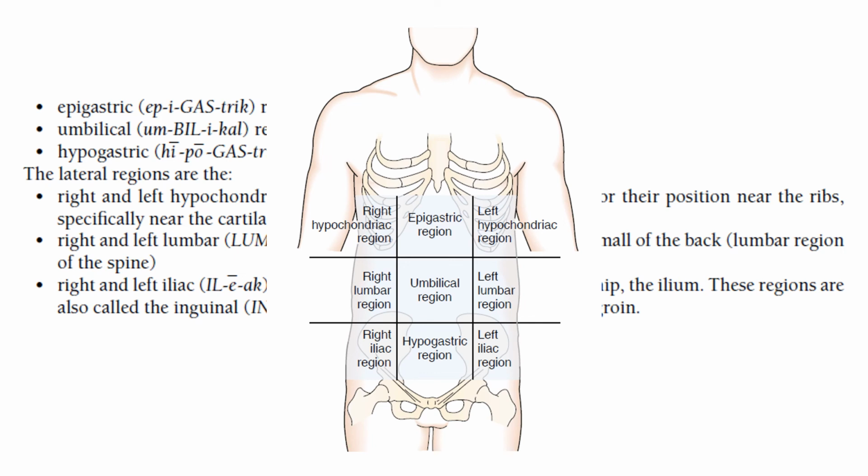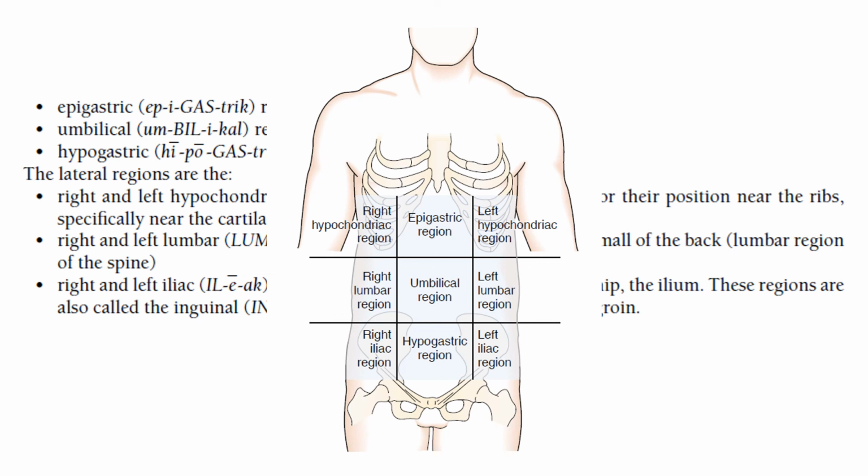Then we have the umbilical region. Basically, it is found near the navel, or the umbilicus. And then the right and left lumbar regions. The lumbar region is the region around the low back, or the lumbar region of the spine. That's why it is called the lumbar region to begin with.